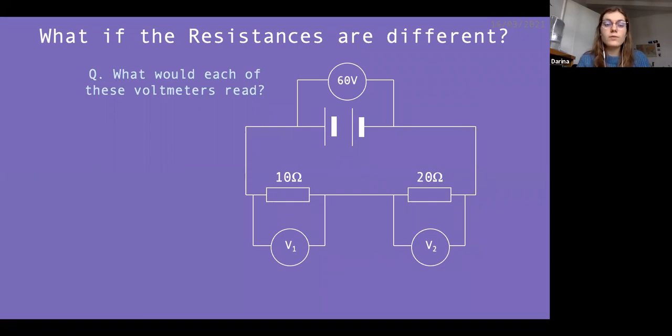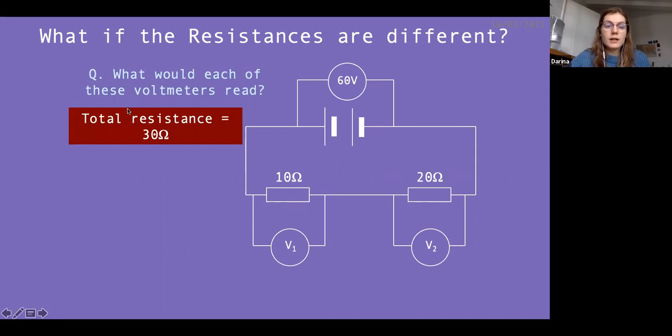So for this one, 40 would actually be the answer for the V2, and 20 would be the answer for V1. So if you wanted to do it in a calculation kind of way, you could actually use Ohm's law to do so. So let's have a look at how you can do that.